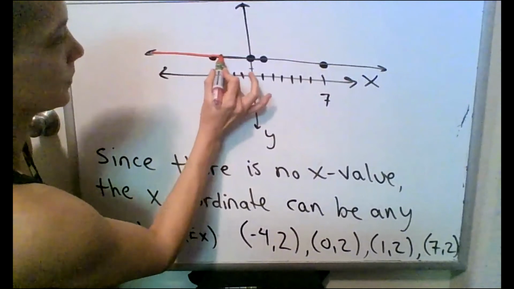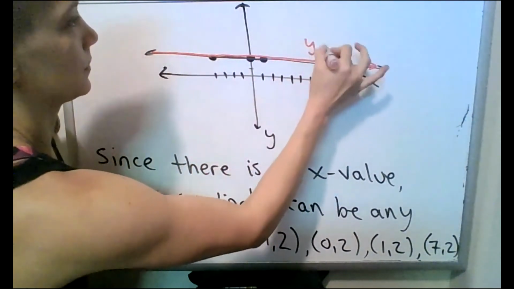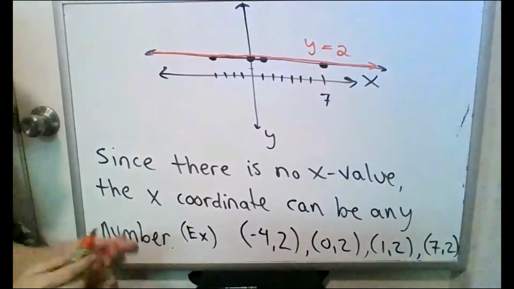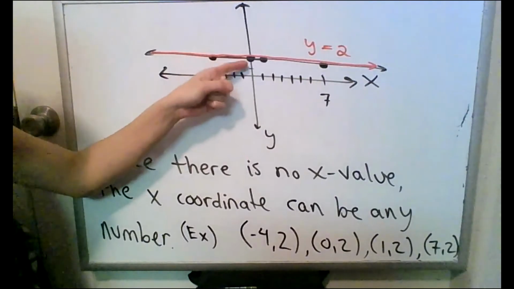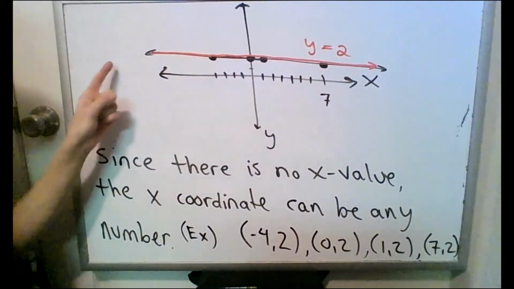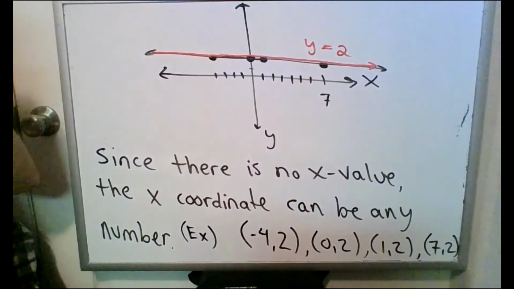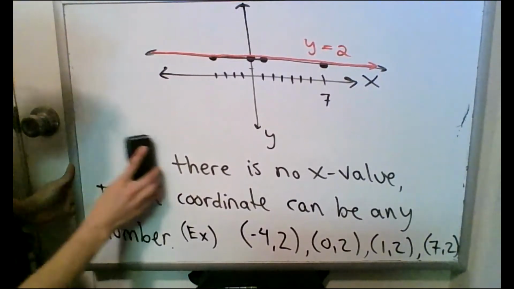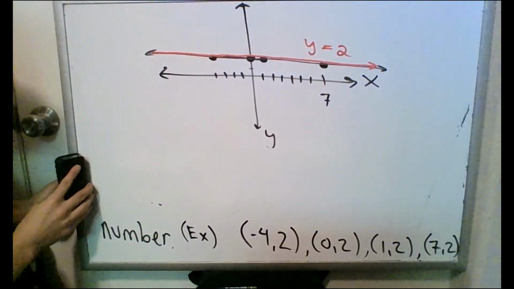Y equals 2. So you go on your y-axis at 2, it's stuck there at 2, but x can go left and right. X can be any number from -infinity to +infinity. And another note, the slope of a horizontal line is 0.